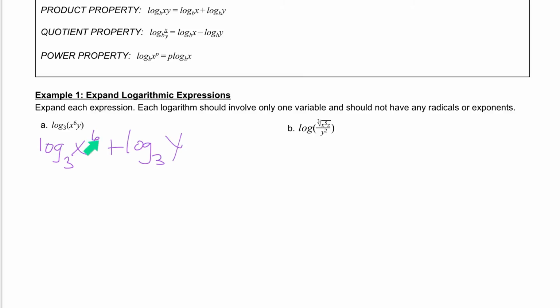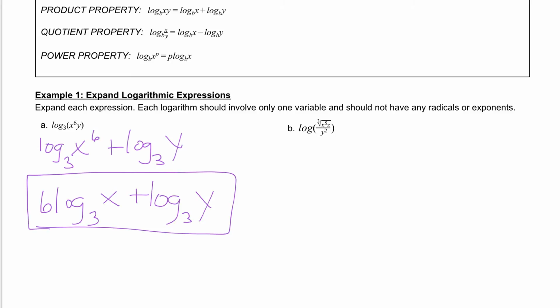My next step then is to get rid of my exponent. Since I have this 6 on my x, I can go ahead and use the power property that says that this 6 can come out to the front as a multiplier. And I get 6 times the log base 3 of x plus the log base 3 of y.